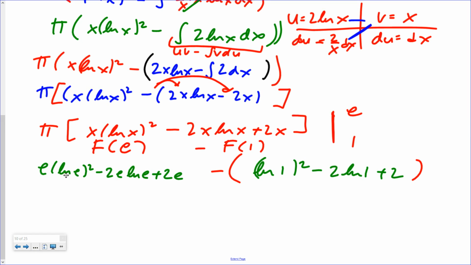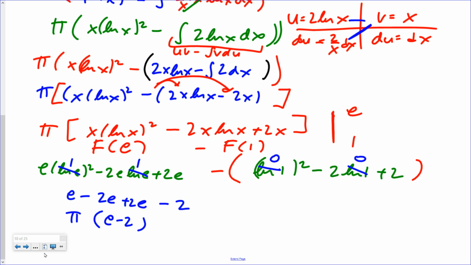Okay, guys, what is ln of e? I expect you to know for the test. What is it? 1. So that's 1. This is 1. What is ln of 1? I expect you to know that for the test. 0, and this is 0. So what I get is e minus 2e plus 2e minus 2. Okay, so then you get e minus 2, but don't forget to multiply by pi.